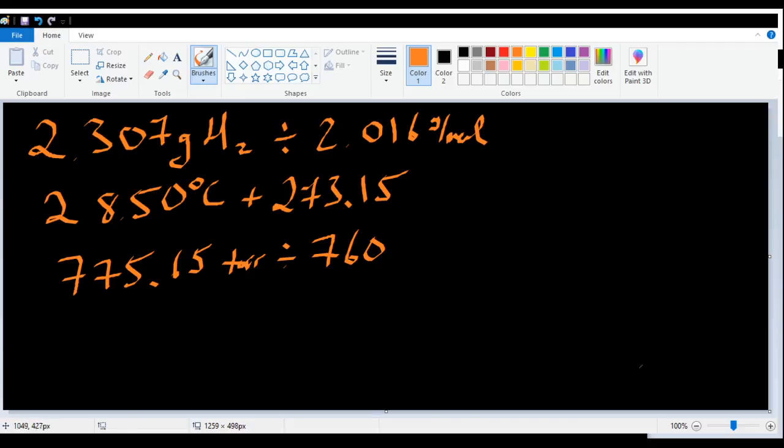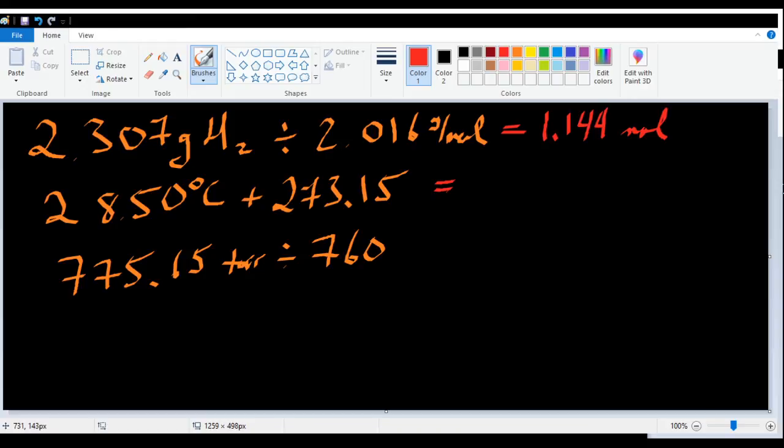So once again, we just bring up our handy-dandy calculator. 2.307 divided by 2.016 means that we're looking at 1.144 moles of hydrogen. If you're confused by the 2.016, then you forgot that hydrogen was a diatomic molecule. Okay, so there are two atoms of hydrogen.